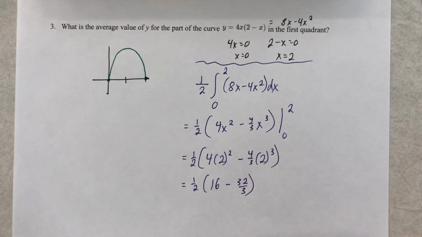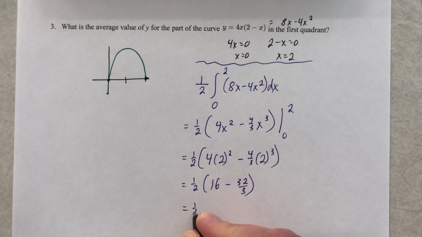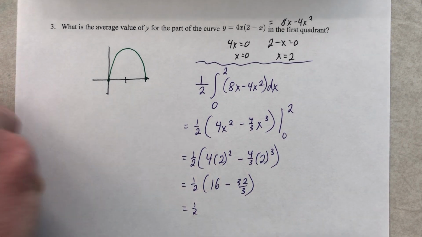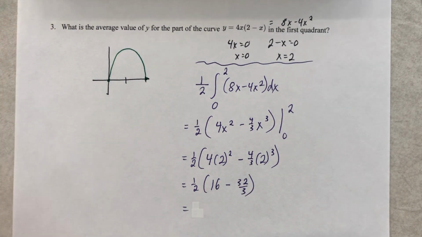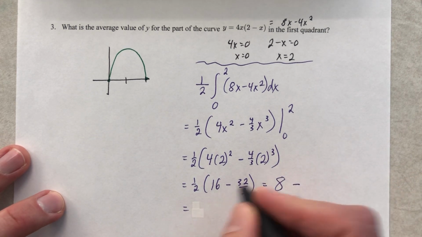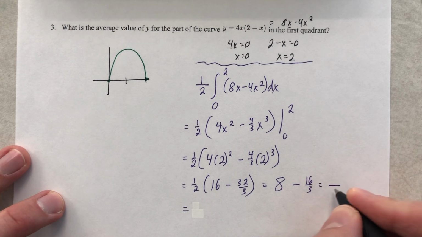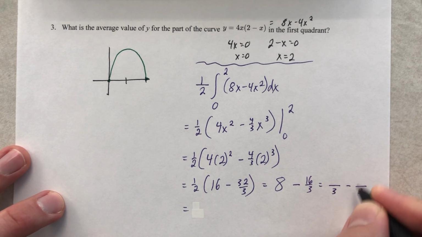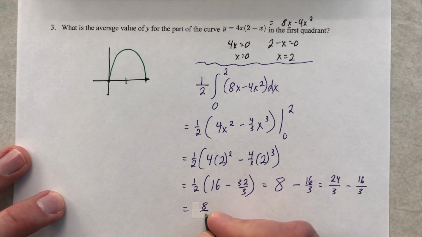I'm going to keep going because I feel like it, because I would just hate to not know what it is. And it will be 1/2 times, oh goodness, let's not do it that way. Let's do it a different way. I'm going to go ahead and distribute my 1/2. I think it's going to make my life a little easier. 8 minus 16/3. And then we get a common denominator of 3. And so that would be 24, and then that'd be 8/3. That's it.